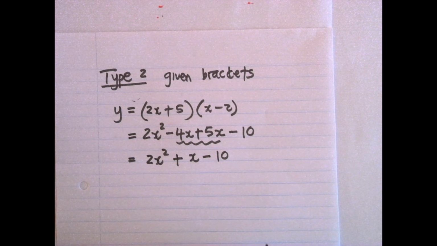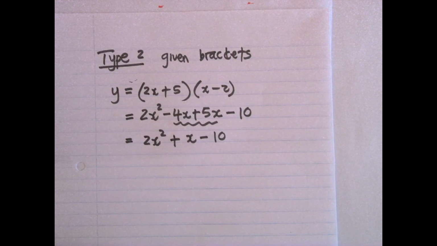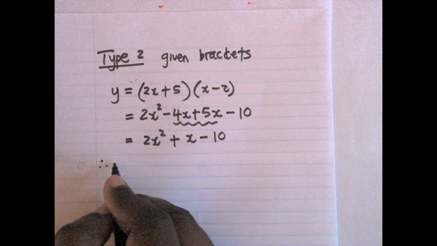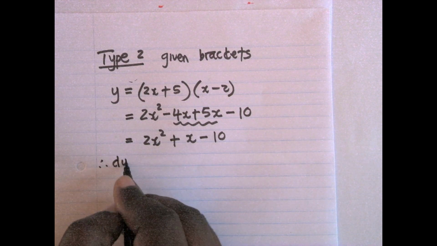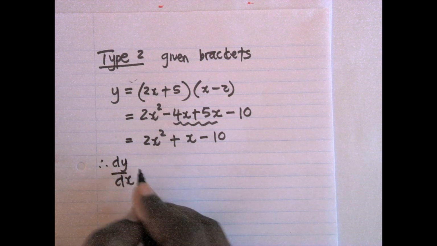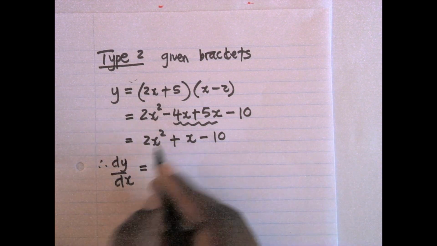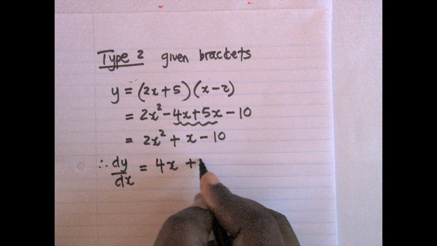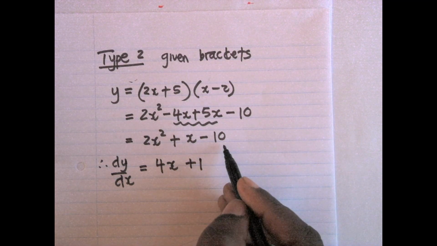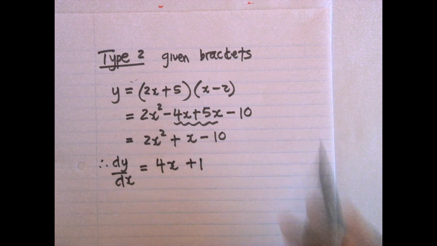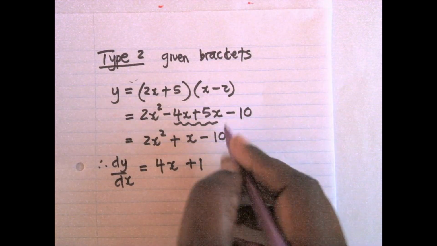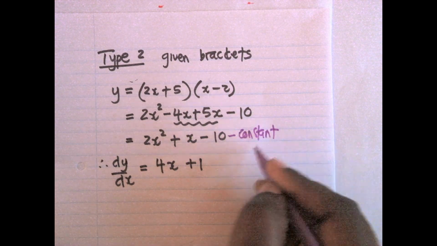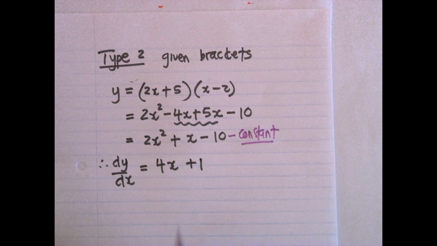I can now apply the rules of differentiating. So I'm now going to write, therefore, I can pick any notation. I can say dy by dx is equal to 4x plus 1 minus 0. Remember the derivative of a constant. This is a constant. The derivative of a constant is equal to 0.